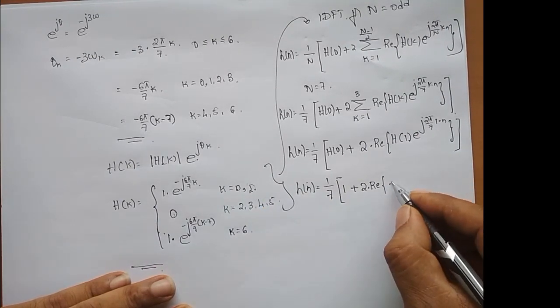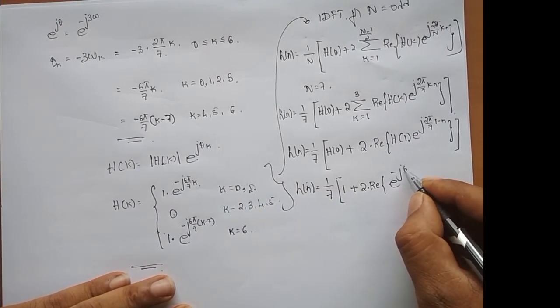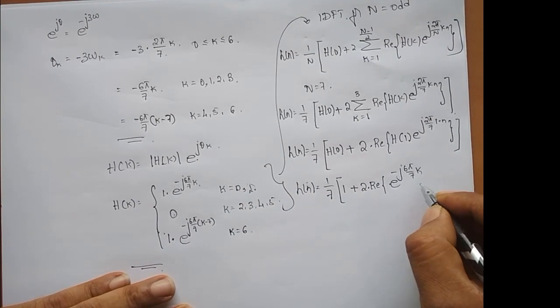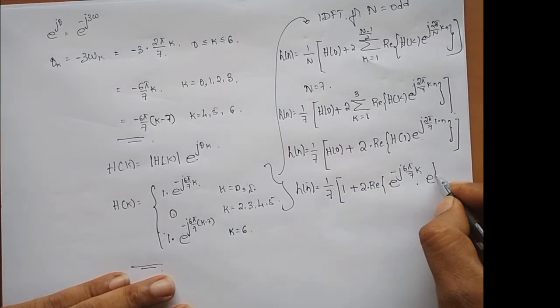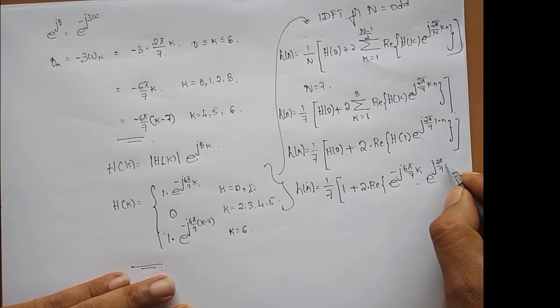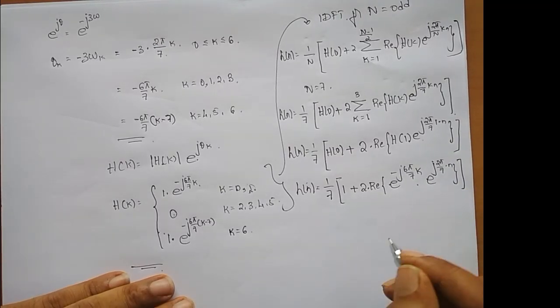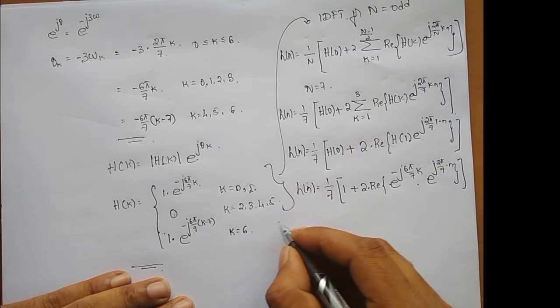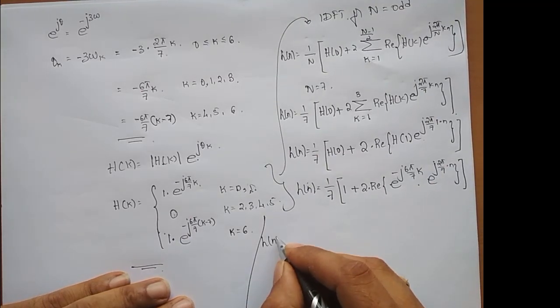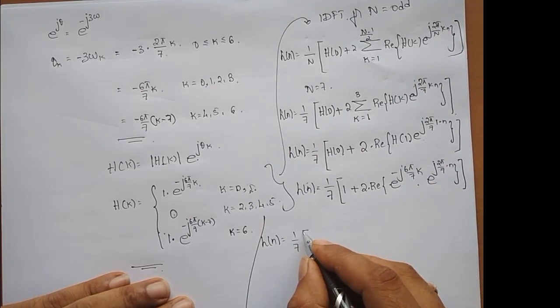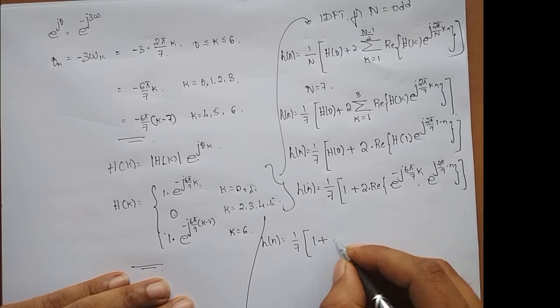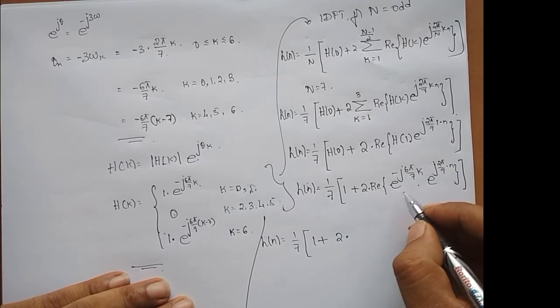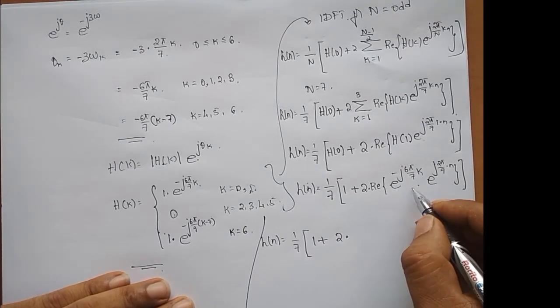H of 1 is e power minus j 6 pi by 7 into k into the left hand term, which is e power j 2 pi by 7 into n. So let me write it here. H of n is equal to 1 by 7 times 1 plus 2 into, so this is actually cos theta plus j sin theta.